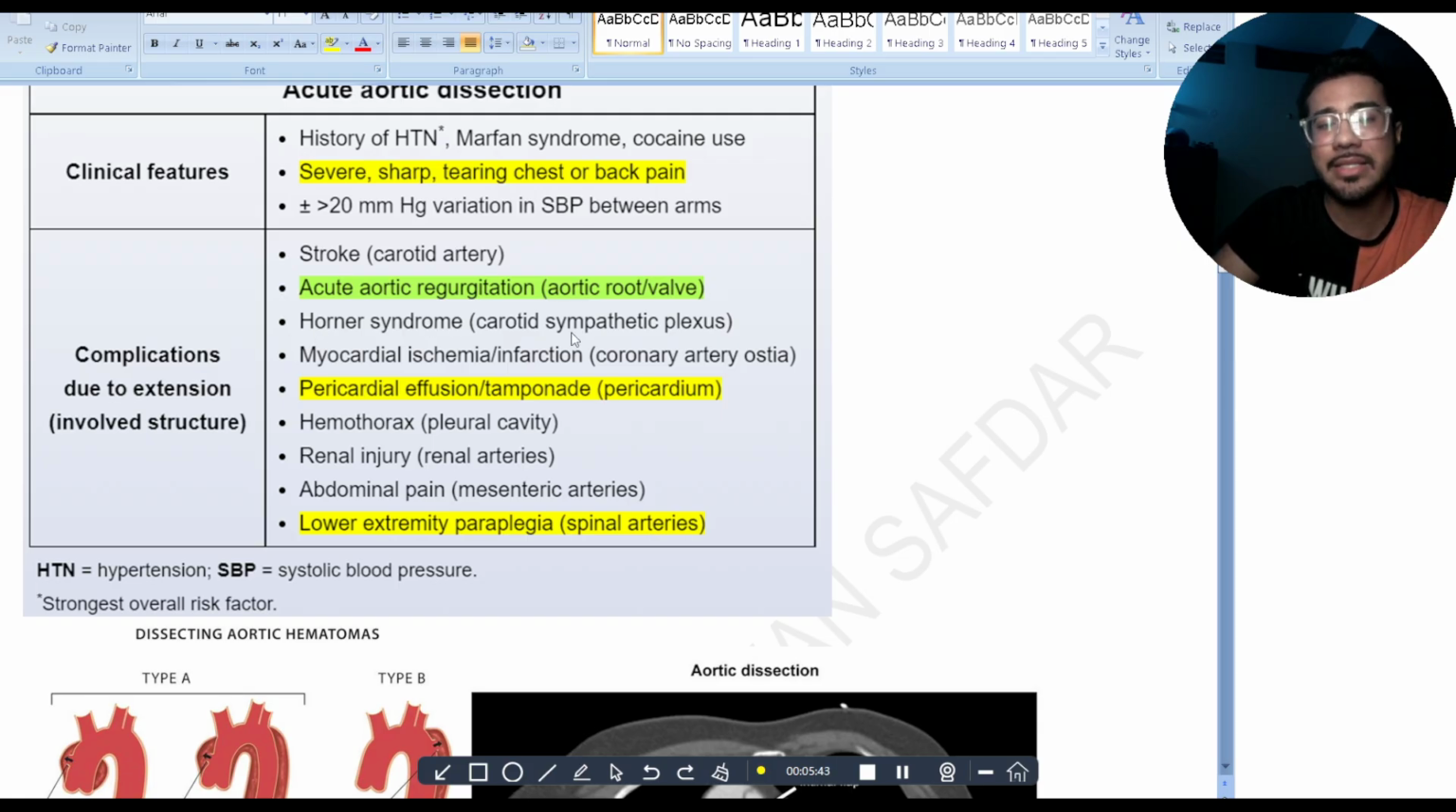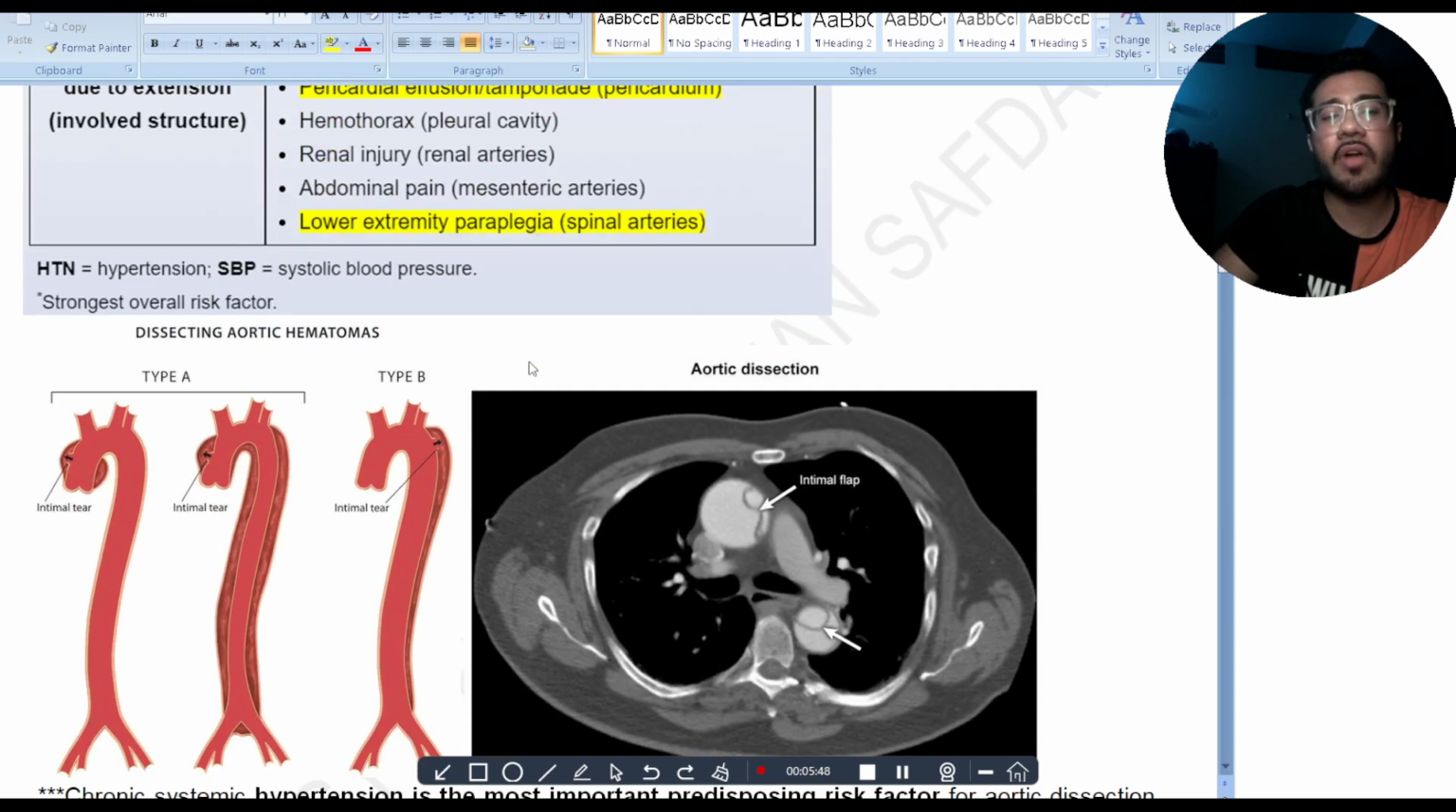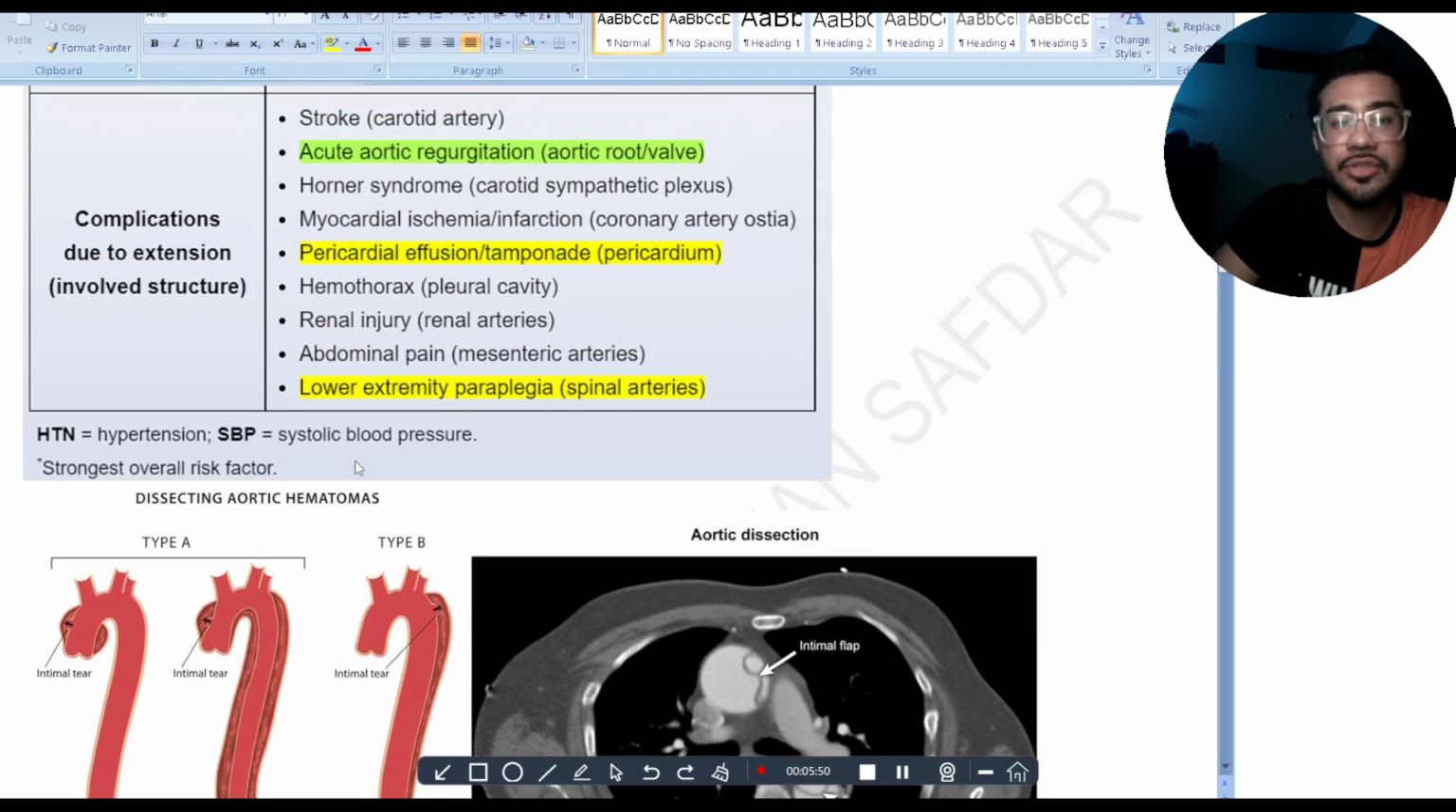If the sympathetic plexus is involved, it results in Horner syndrome, myocardial ischemia and infarction. Why does this happen? It's really simple. The path that leads the blood from the false channel to enter the pericardium, the surrounding area also has the coronary blood vessels there. So if that channel invades deep enough, it can also result in compression of the coronary blood vessels, resulting in acute MI, and that is how you get a myocardial ischemia or infarction as well.